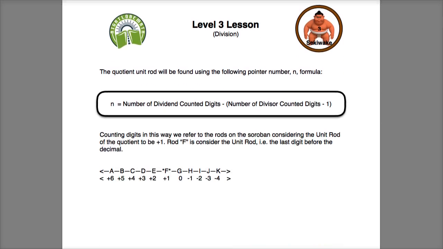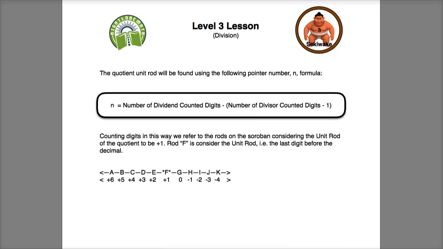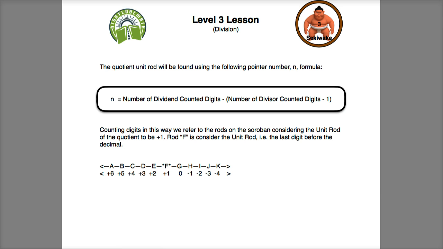So where this is a little different than multiplication is the formula for n. Here for division, we count the number of dividend digits and then subtract the quantity of the divisor digits we counted, minus 1. And again, we'll follow the convention of assigning the unit rod the n value of +1.